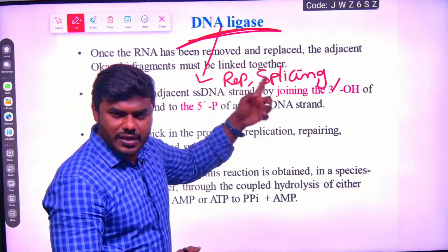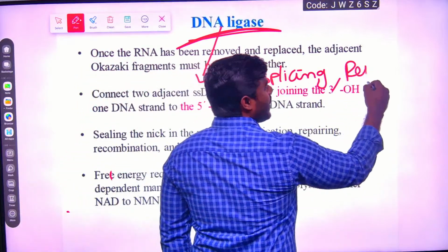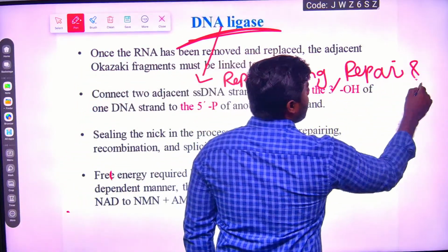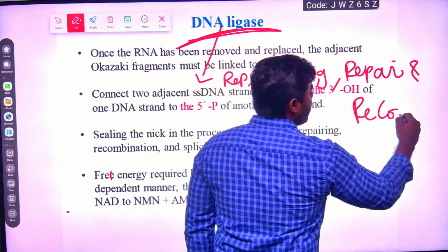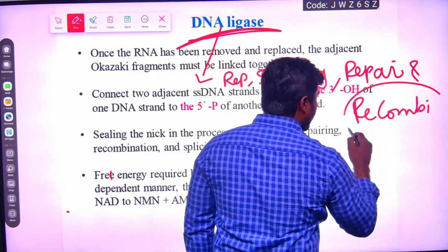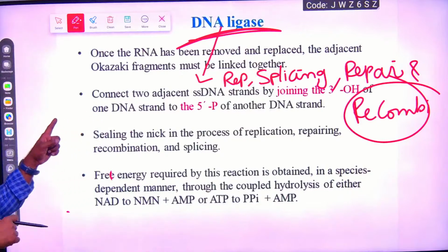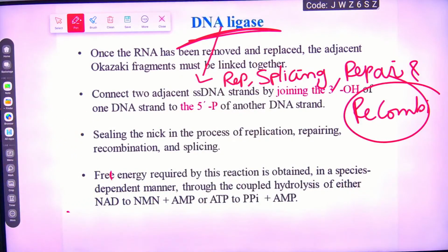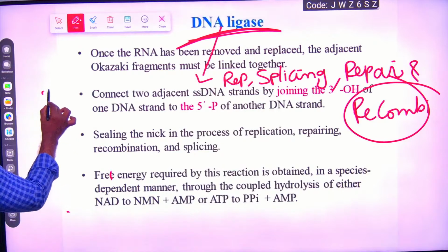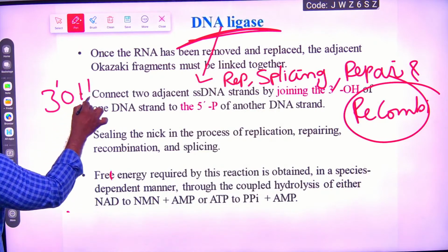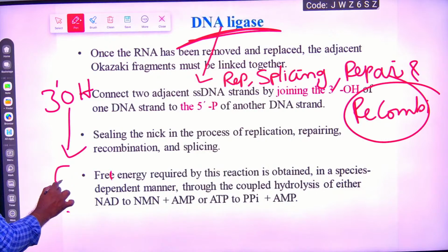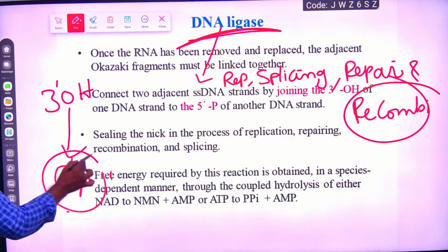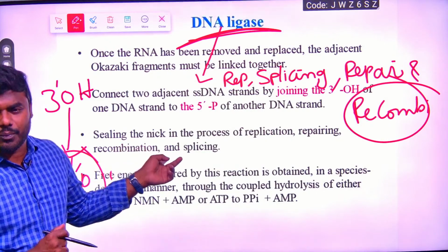So replication, splicing, repair and recombination. In every function we require this particular ligase enzyme. Don't get confused. In what direction do we form the phosphodiester bond? Phosphodiester bond is formed between what? Between the 3' hydroxyl group and the 5' phosphate group. Again important from the exam point of view.